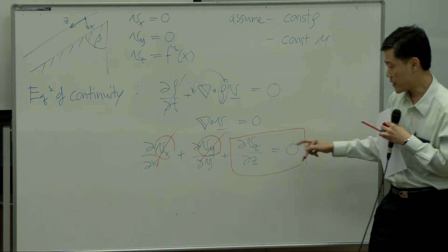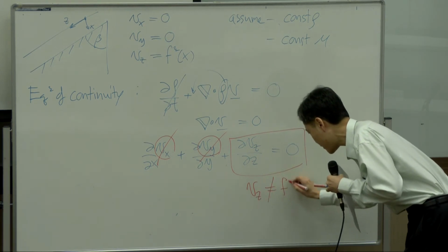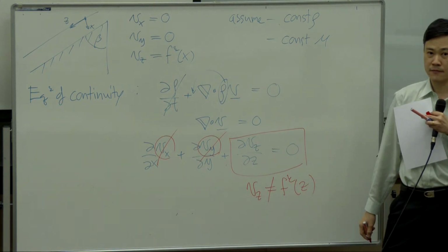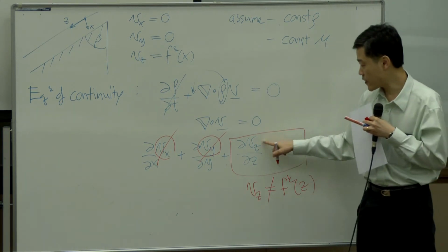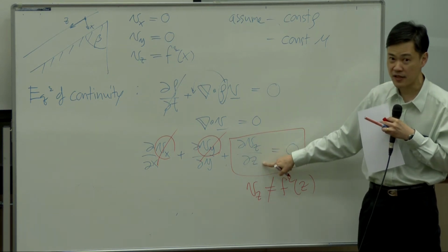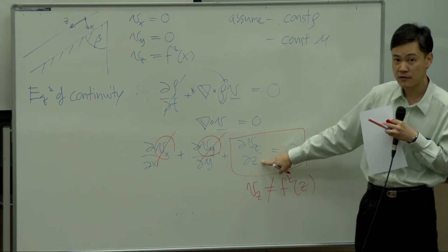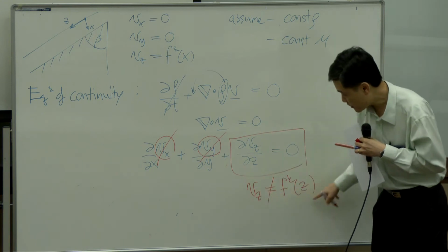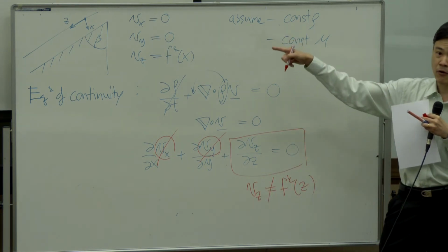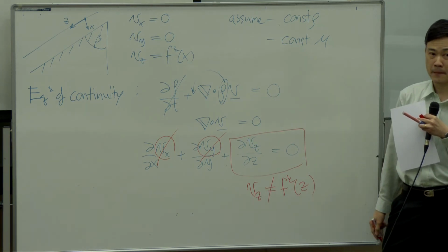In other words, from this equation, you end up with the fact that Vz is not a function of z. If it is a function of z, the differentiation will not be 0. If it is not a function of z, when you differentiate it, you take it as a constant. So this gives you the conclusion that Vz is not a function of z. You don't have to analyze the problem. This equation will give it to you. All right?